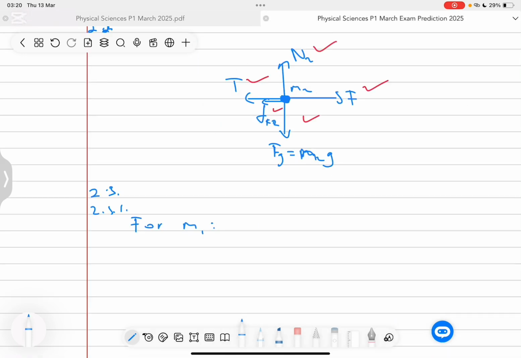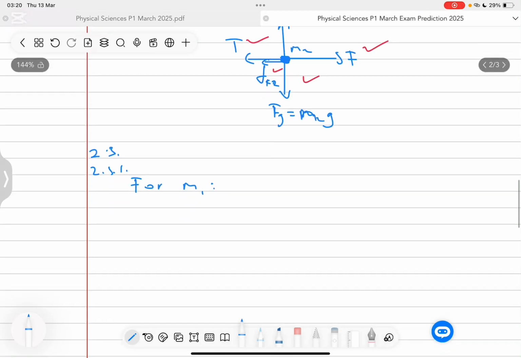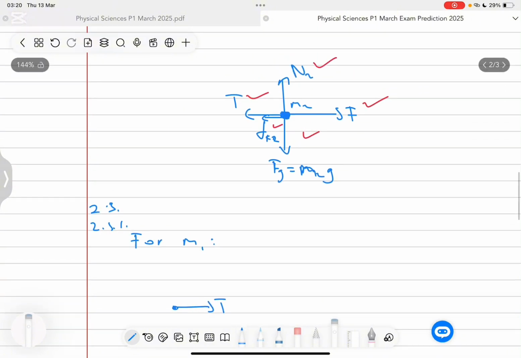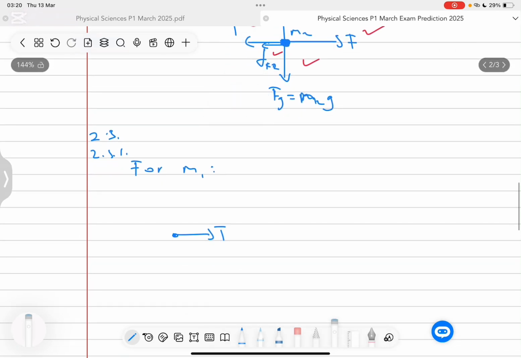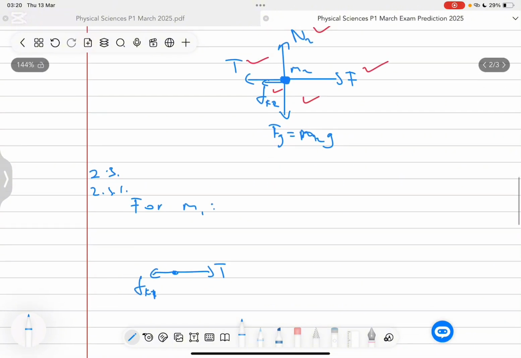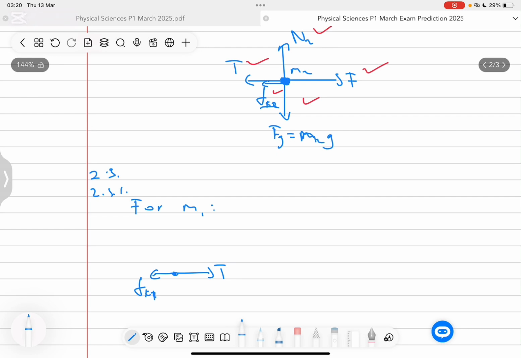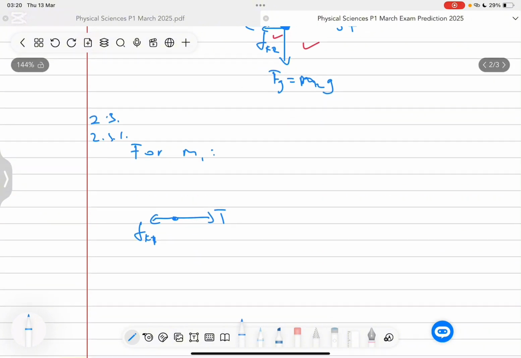If we quickly draw a free body diagram of M1, we will note that M1 has the tension T, and this tension is the same. So the tension that we have here is the same tension here. We also have the frictional force here, which is Fk1, right? Because I said these frictions are not the same. You know, the friction for M2 is not the same as the friction for M1, even though the coefficient of friction is the same.